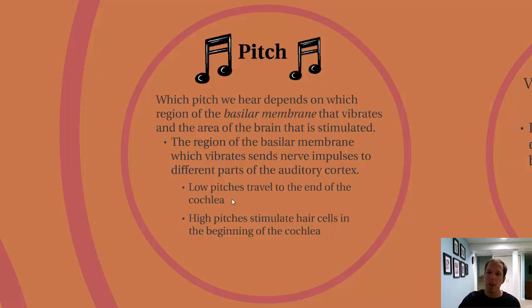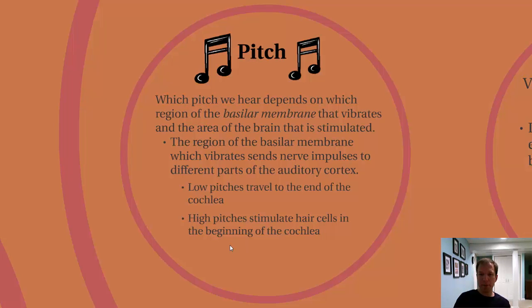And so when those stereocilia are bent, our brain perceives that as low frequencies. Higher frequencies are going to stimulate the hair cells at the beginning of the cochlea. So when those cilia bend, we perceive that as high pitches, and obviously there's a range from low to high as it travels a different distance through the cochlea.